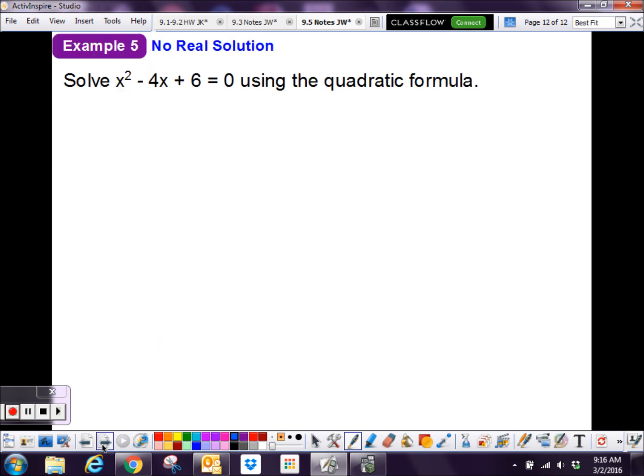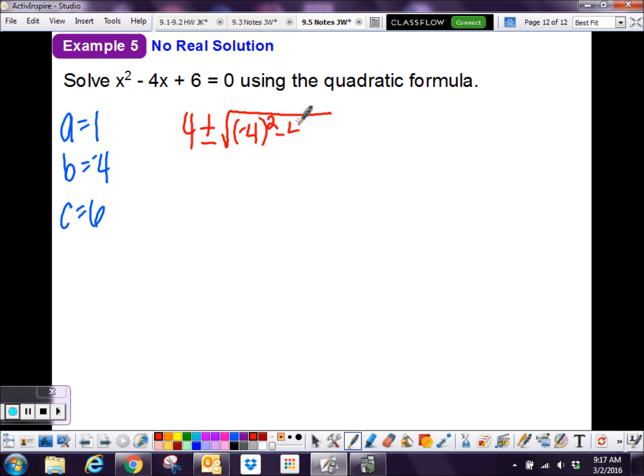Okay, we're going to do one more. So we're going to solve x squared minus 4x plus 6 equals 0 using the quadratic formula. All right, so here we go. We've got A is 1, B is negative 4, and C is 6. Because you're going to see something different on this one. We've got the opposite of B. The opposite of negative 4 would be 4 plus or minus the square root of negative 4 squared minus 4 times A, which is 1, times C, which is 6, all over 2 times A, and 2 times 1 would just be 2.